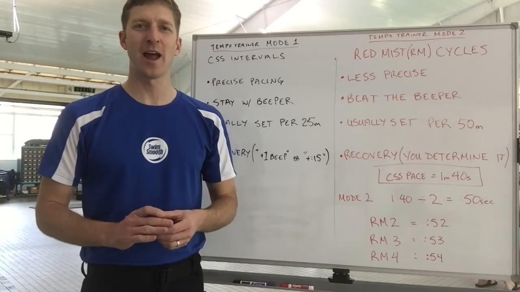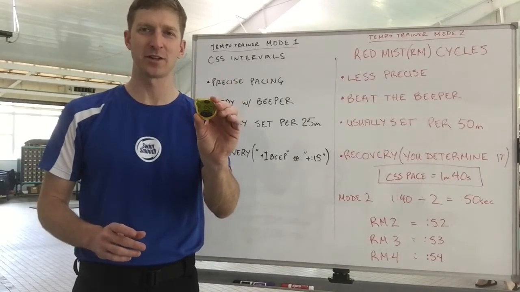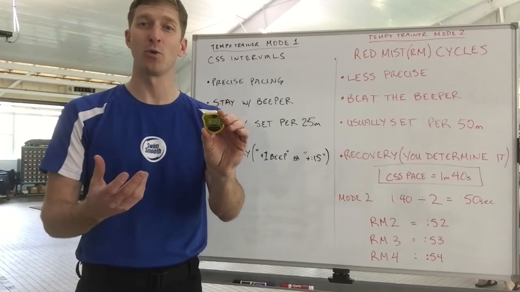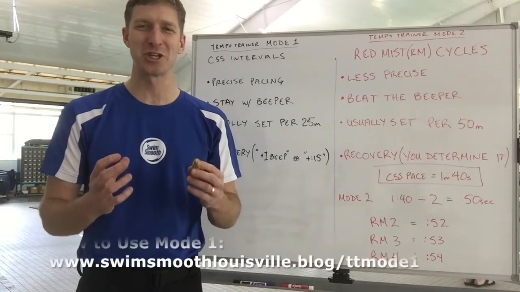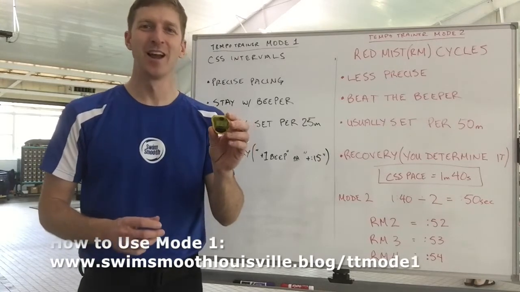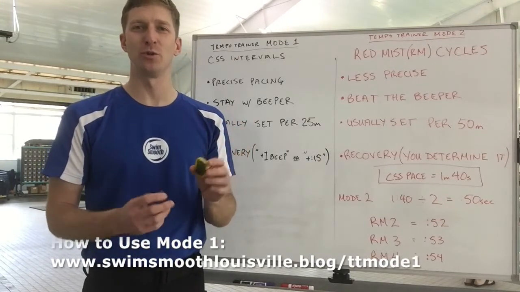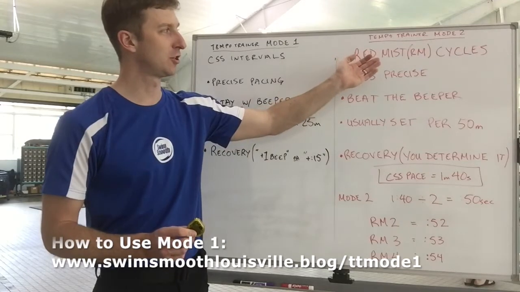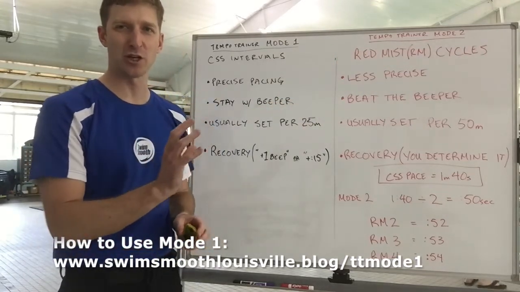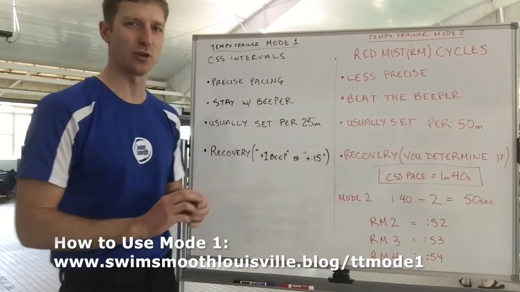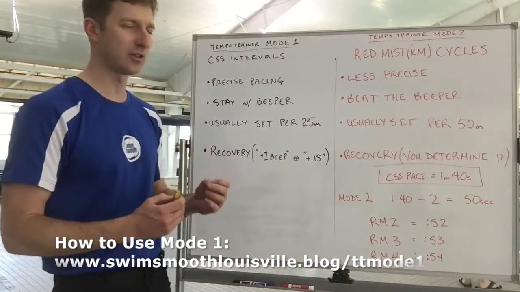Last week I was telling you about how we use this little device right here, the Tempo Trainer Pro, using Mode 1 to literally turn yourself into an endurance swimming machine. This week I'm going to tell you how we use Mode 2 using something that I alluded to called red mist cycles. So let's make a little bit of differentiation here really quick just to explain the two different modes and how we use them.